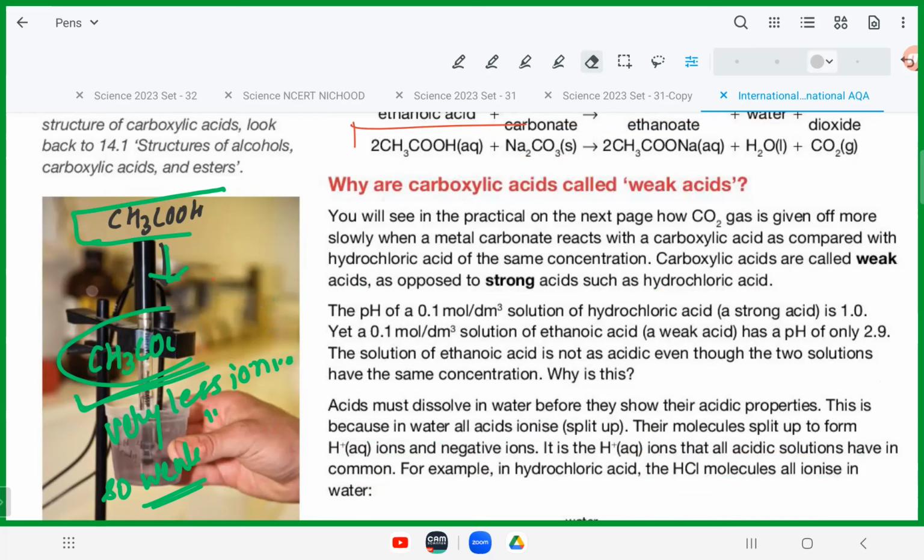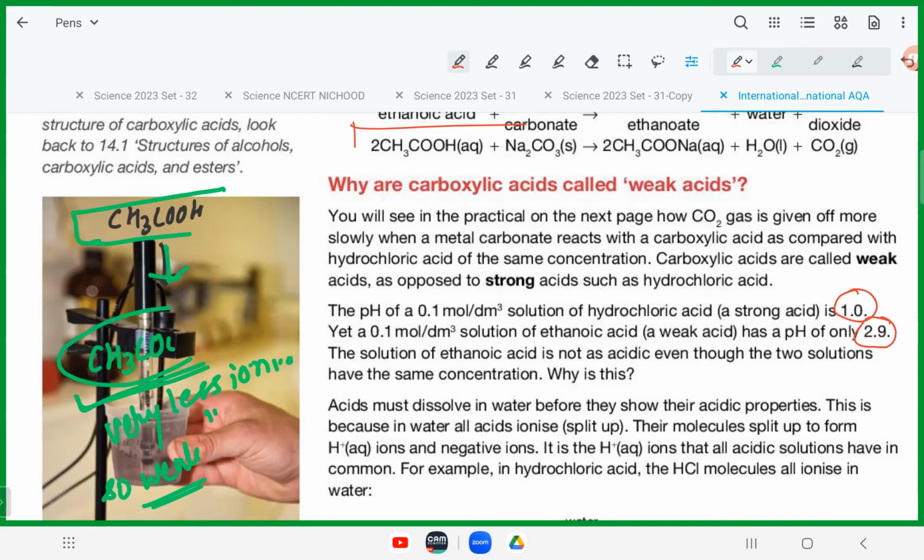The pH of a 1 mole per dm cubed solution of hydrochloric acid, a strong acid, is 1, yet a 1 mole per dm cubed solution of ethanoic acid, a weak acid, has a pH of only 2.9. The solution of ethanoic acid is not as acidic even though the two solutions have the same concentration. Why is this? Acids must dissolve in water before they show their acidic properties.